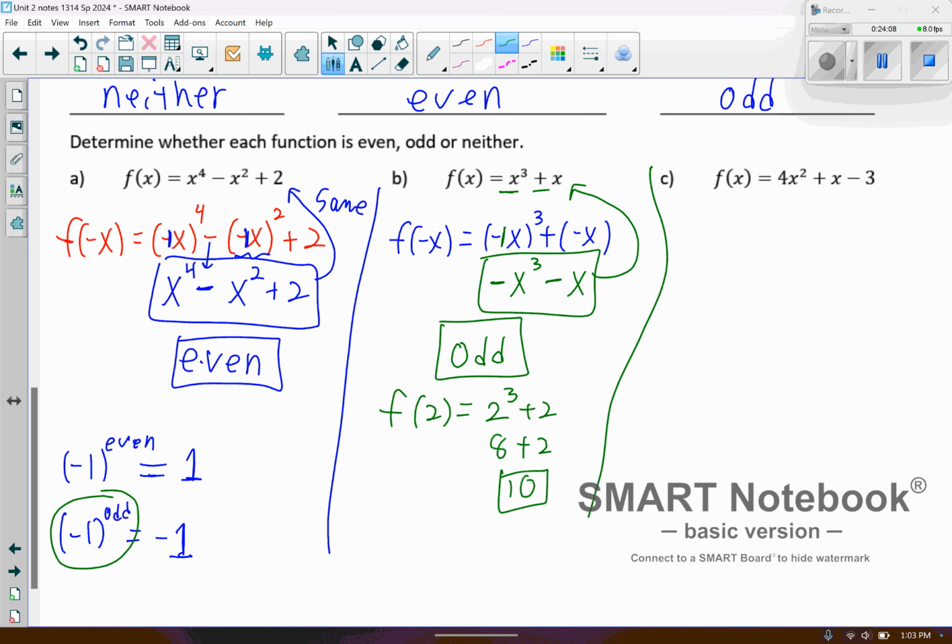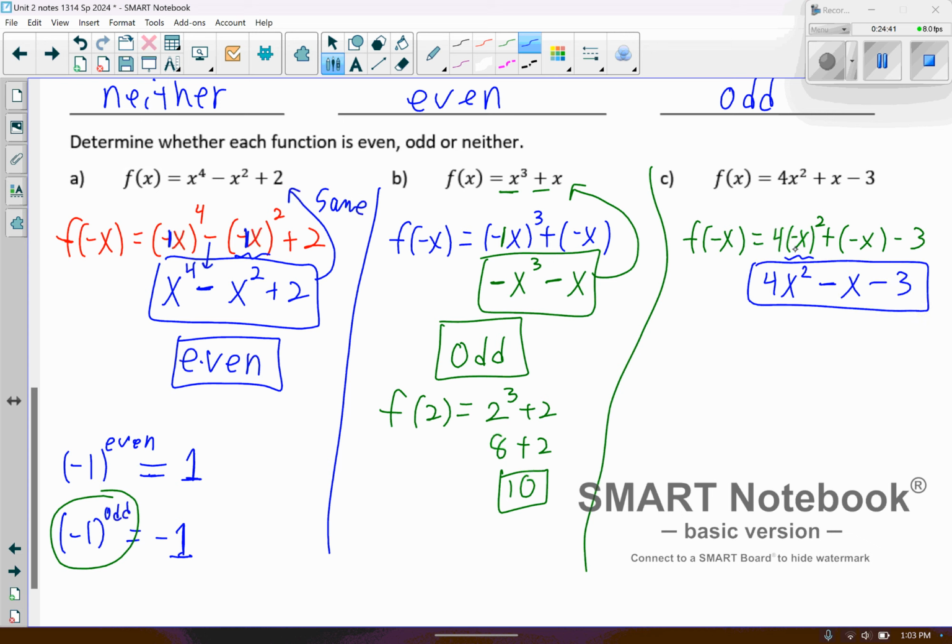Our last one, you could probably figure out which category it's going to fall into, but let's plug in f of negative x and see what happens. We're going to get 4 times negative x squared plus a negative x minus 3. When I square that negative x, it becomes positive. Then that plus a negative x, I can just write as minus x. And then I have the minus 3 right there. So this is what I get. Let's look. It's so close. It's almost the same, but it's not. I have a plus x and a minus x here.